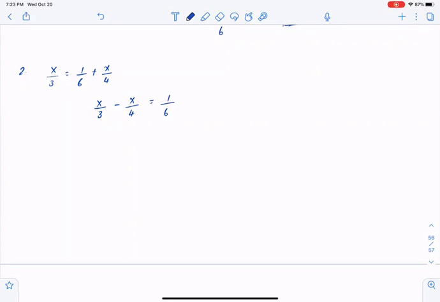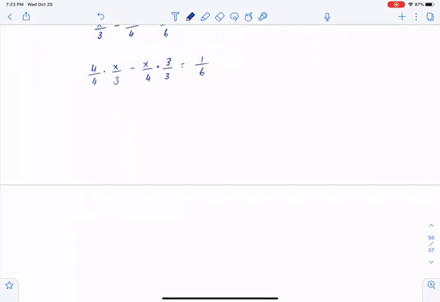I'm looking for a common denominator between 3 and 4. There isn't one, so the common denominator is 12. So I multiply and divide the first rational expression by 4. I multiply and divide the second rational expression by 3. So we will have 4x over 12 minus 3x over 12 equals 1 over 6.